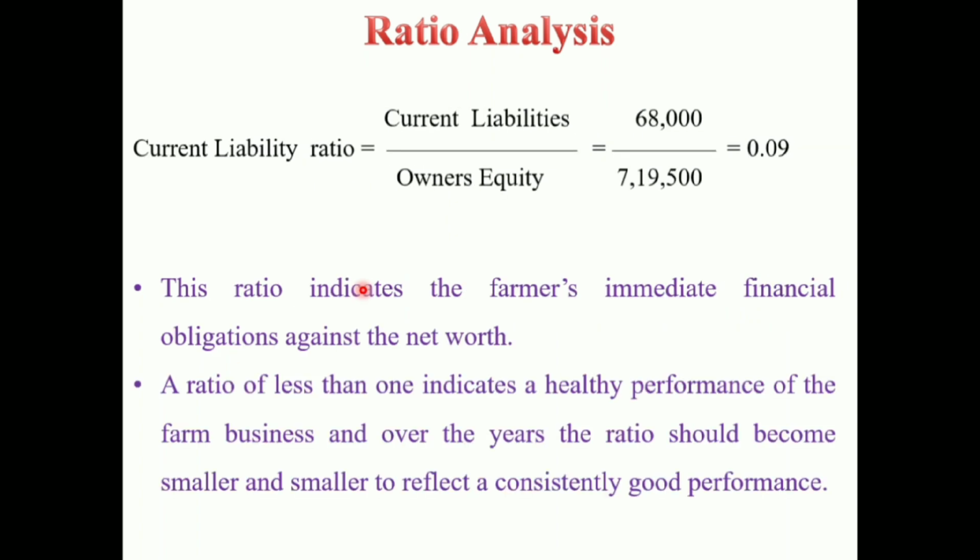Now, current liability ratio. Current liability ratio is current liability divided by owner's equity. This ratio shows the relationship between the liabilities and owner's equity. This ratio indicates the farmer's immediate financial obligations against the net worth. Net worth means the difference between assets and liability. And a ratio of less than 1 indicates a healthy performance.